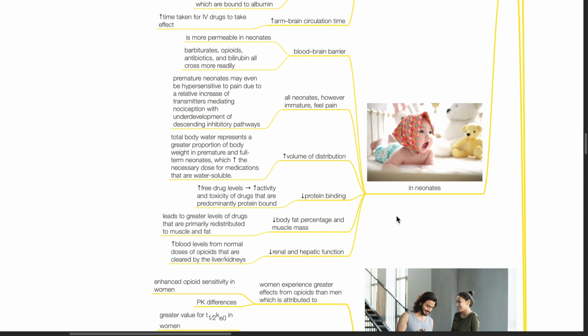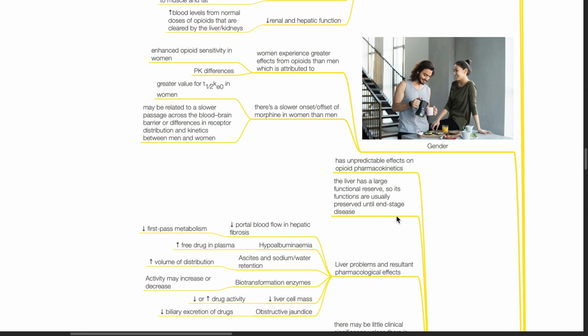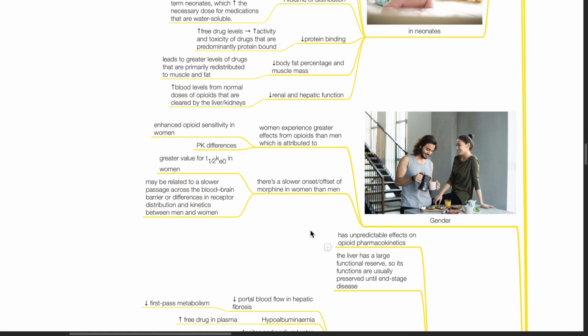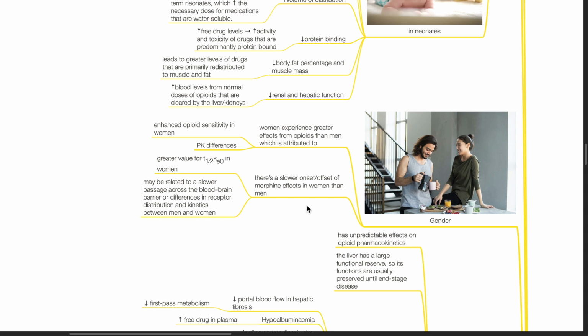Gender differences. Women experience greater effects from opioids than men, which is attributed to enhanced opioid sensitivity in women and pharmacokinetic differences. There is a slower onset-offset time of morphine effects in women compared to men. This may be related to a slower passage across the blood-brain barrier or differences in receptor distribution and kinetics between men and women.